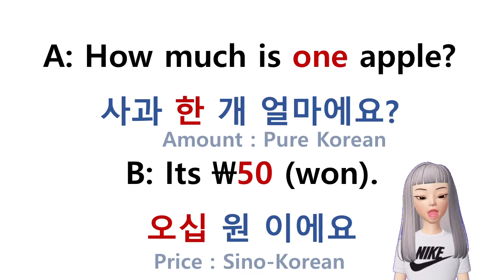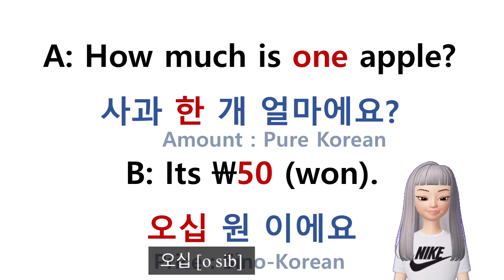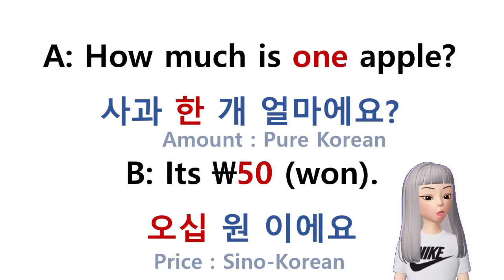However, on the other hand, for the price of the apple, sino-Korean was used. 50. 50 here means 50. So the answer was 51, meaning 51. 원, by the way, is the unit for Korean money. Like this, the two systems are used in different contexts and situations.